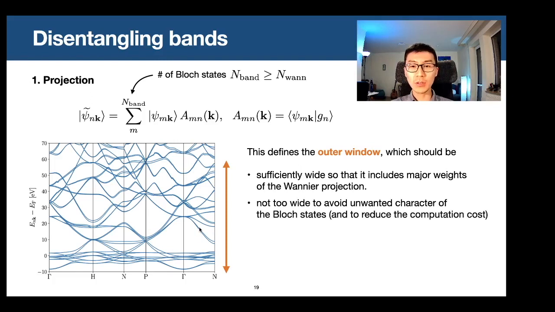Second, this window should not be too wide. First of all, because it causes a lot of computational cost, but also if your window is too wide, some Bloch states far above in energy might have some unwanted character you want to avoid, or there will be some overlap with other Bloch functions below, and this might lead to some inaccuracy in the disentanglement or difficulty going through this disentanglement step. By the way, these N bands can actually depend on k, and you can specify the minimum and maximum of the energy window.